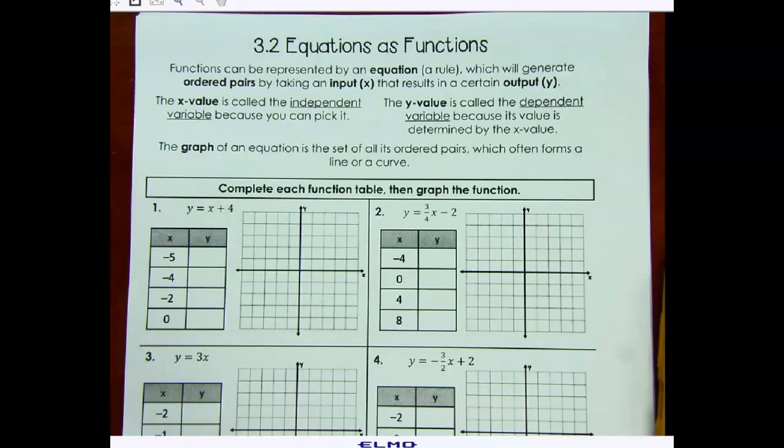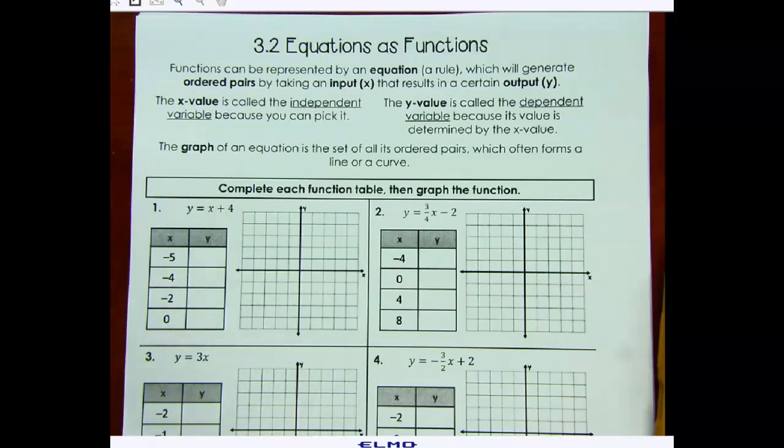And the y is the dependent variable. Sorry, I was trying to turn my volume down. Because its value is determined by the x value. So whatever x is will determine the y value. So y depends on x in order to exist. The graph of an equation is the set of all ordered pairs, which often forms a line or a curve.